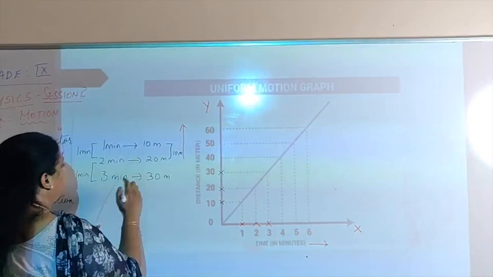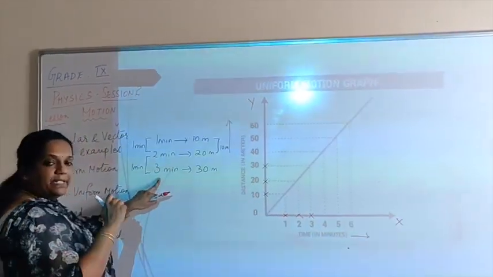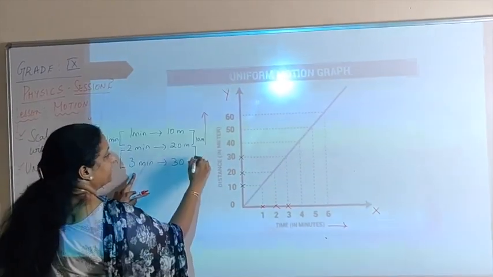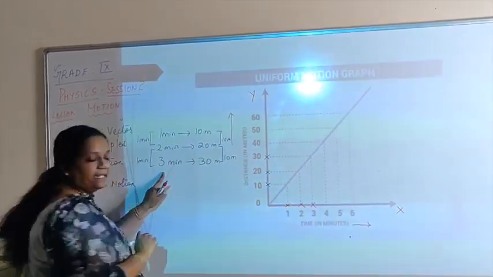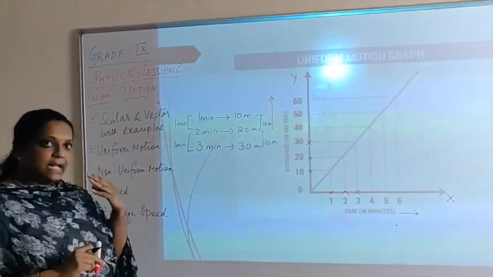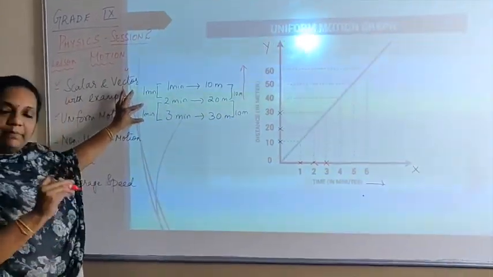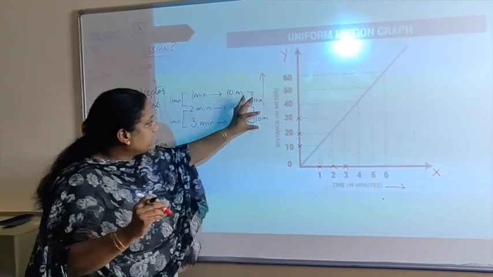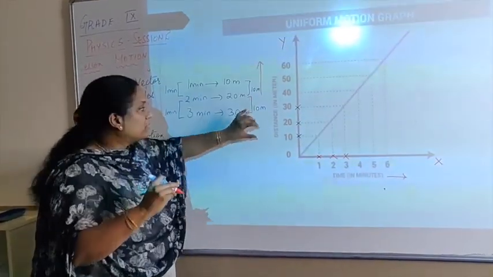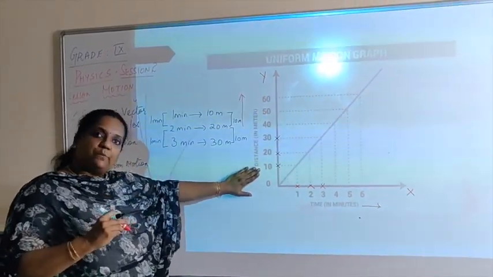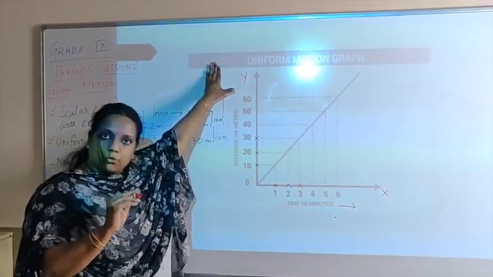And here, between the second minute and third minute, what was the distance difference? 30 minus 20, which is again 10. So what are we understanding? We are understanding that with equal time intervals, the distance covered is also equal. So this is the graph which represents uniform motion.